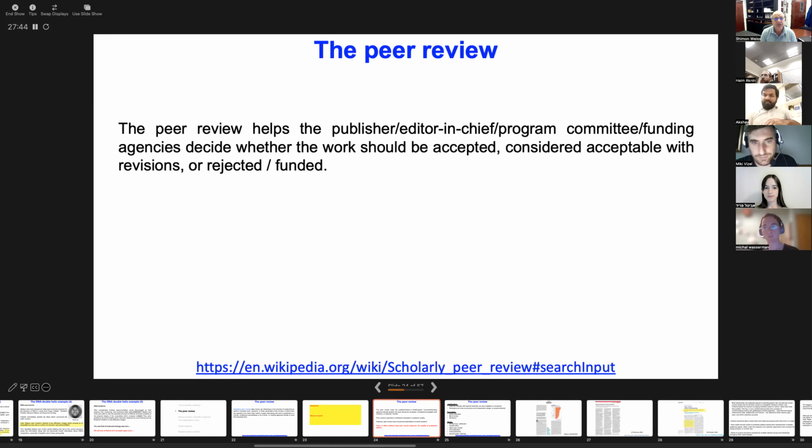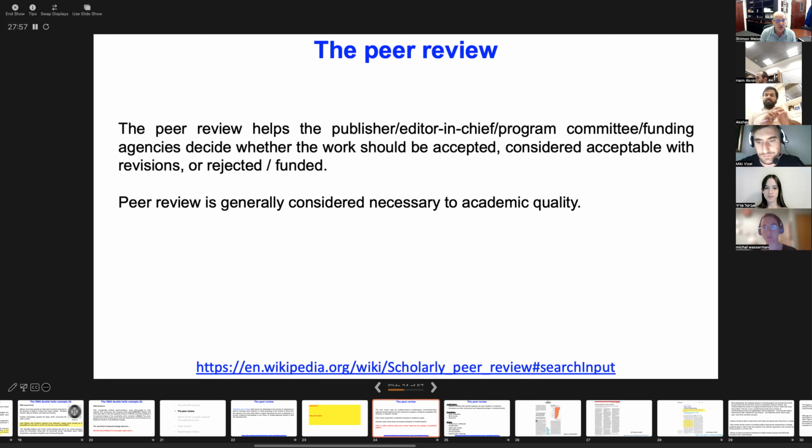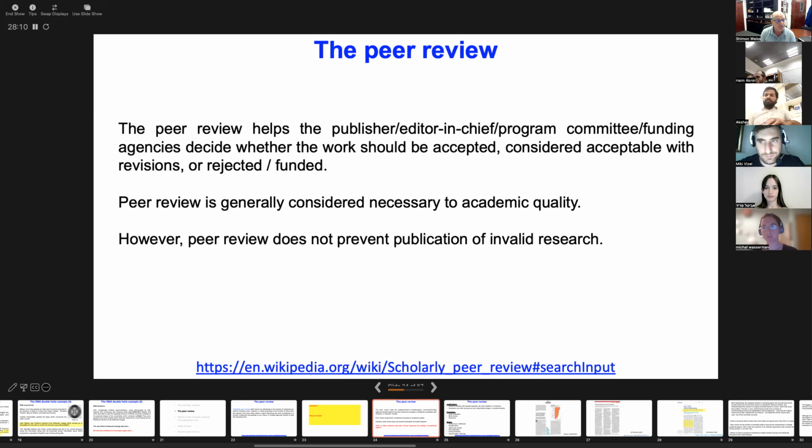The peer review helps the publisher, editor-in-chief, program committee, or funding agencies to decide whether the work should be accepted, considered acceptable with revisions, or rejected, funded or not funded. Peer review is generally considered necessary to academic quality. So we are all used to think that the peer review is really what keeps us in check and makes science correct. However, peer review does not prevent publications of invalid research.